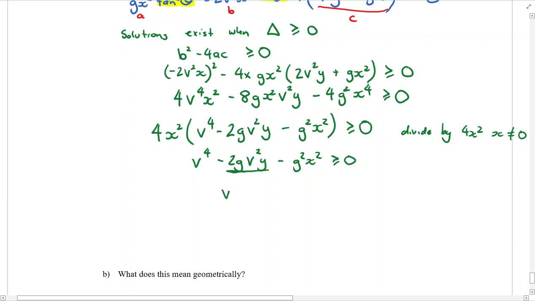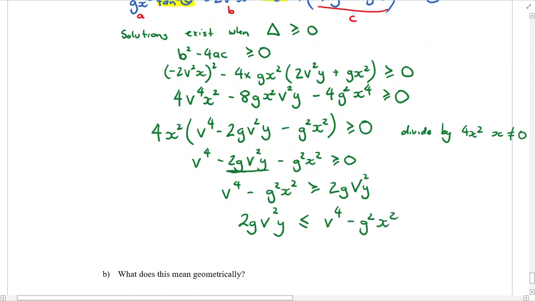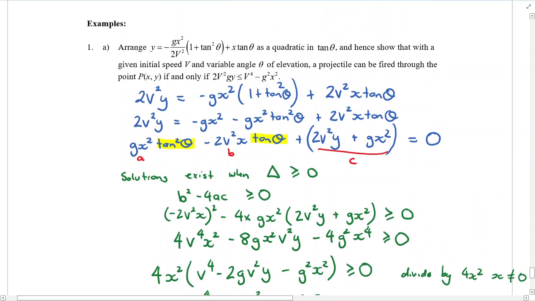So that will be v to the 4 minus g squared x squared. I'm doing this in 2 steps because the inequality is greater than 2gv squared y. And then if I want that on the left, which I do because that's what the question had, I turn the inequality the other way, and there's my v to the 4 minus g squared x squared. Because it asked me to.